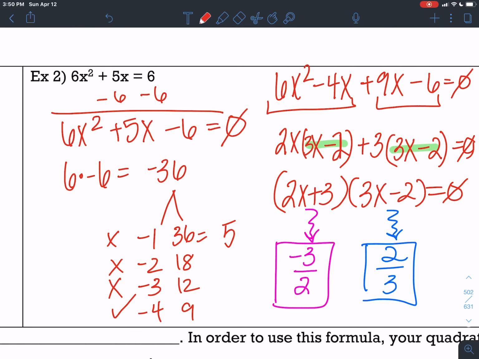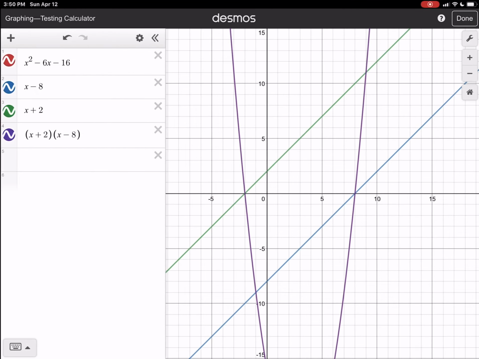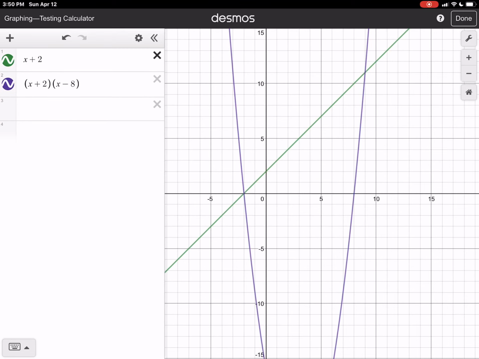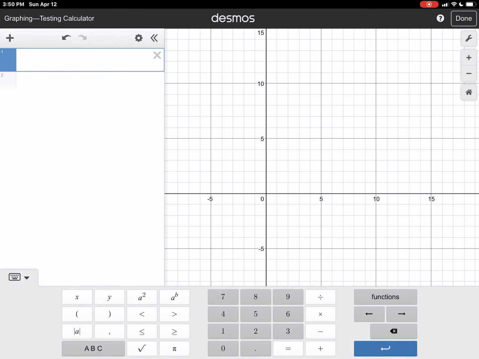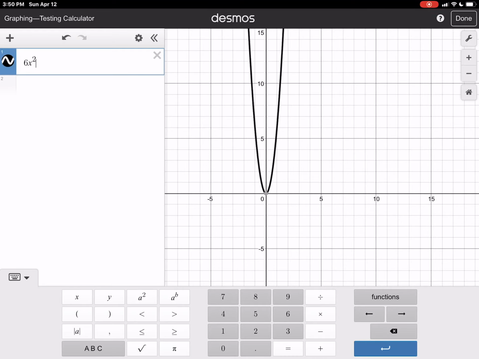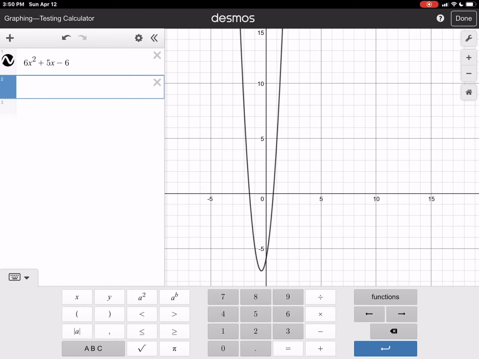All right, so let's go ahead and verify. I'm going to clear these out, and I'm going to plug in my next equation, 6x squared plus 5x minus 6. Okay? Now I'm going to plug in my first factor, 2x plus 3.